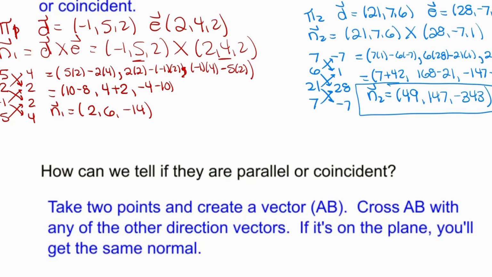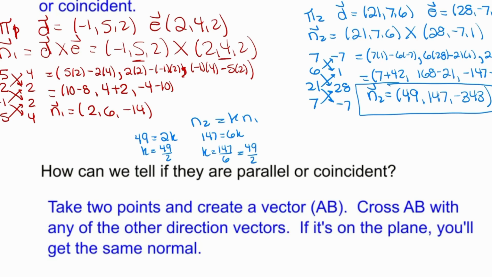We're going to say, is n2 equal to some scalar multiple of n1, because the direction doesn't matter. We can set up a system of equations relating n1 to n2 and see if those k values are the same. So 49 should be equal to 2k, so k would be 49 over 2. That's our x value. Then 147 would be equal to 6k, so k would be 147 over 6, and that does indeed reduce to 49 over 2.